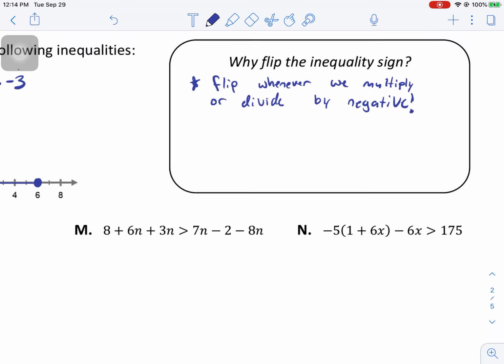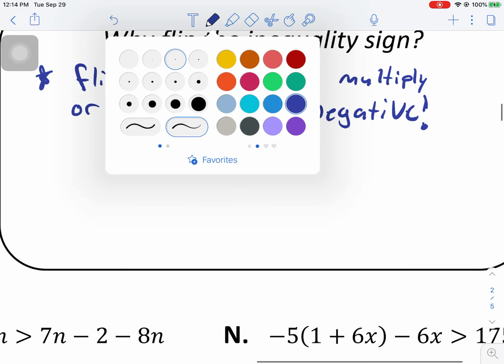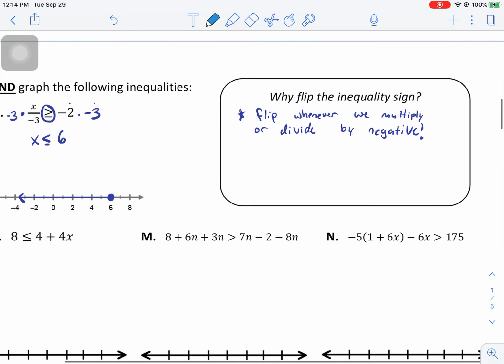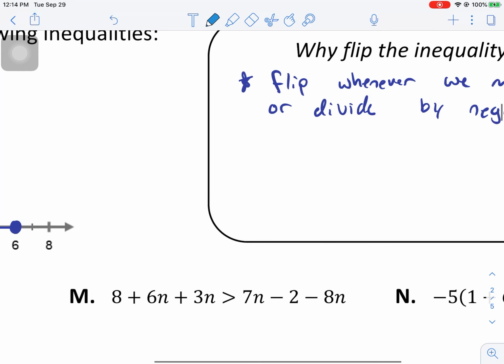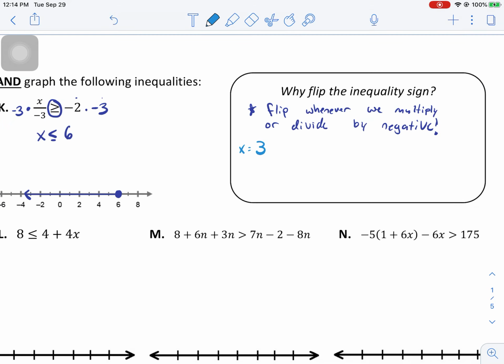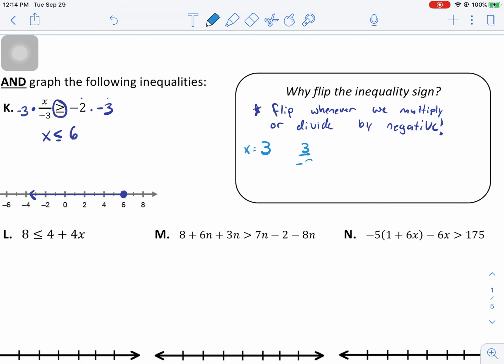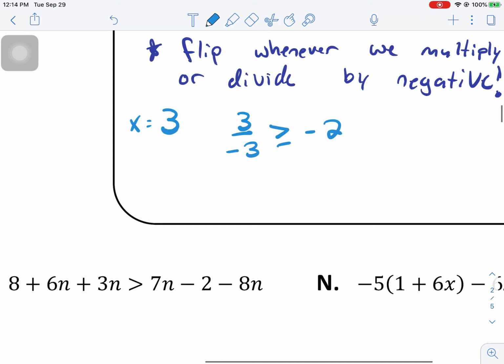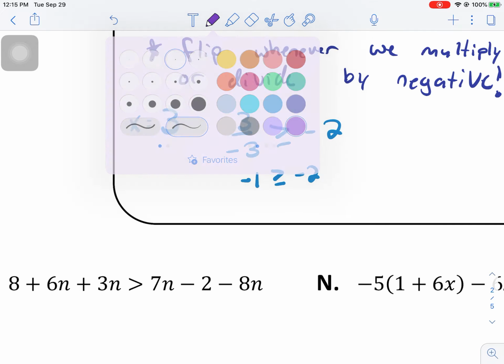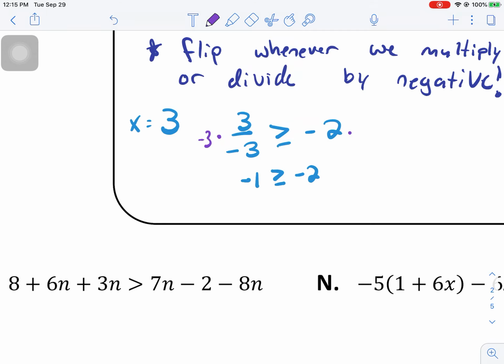Okay, so that's super important. That's when we flip. And then let's show why. Okay, let's just use a number example. We're going to use what we just had. Let's say x is equal to 3 in this question that we just did. So if x was equal to 3, we would have 3 divided by -3 is greater than or equal to -2. Okay, so when we do this, yes, -1 is greater than or equal to -2. That's totally true. But what happens if we multiply that -3 to the other side?